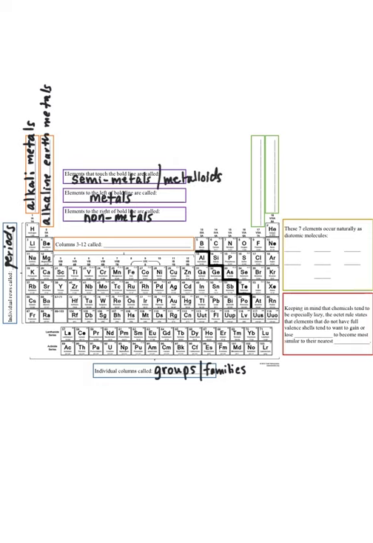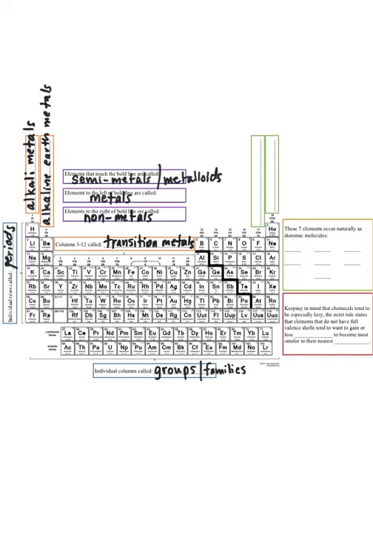So the left-hand side of this periodic table is populated by metals. The right-hand side is populated by nonmetals. This transition from metals to nonmetals is populated by what we call collectively in groups 3 through 12 transition metals. Again, because chemists are creative in how they name things.